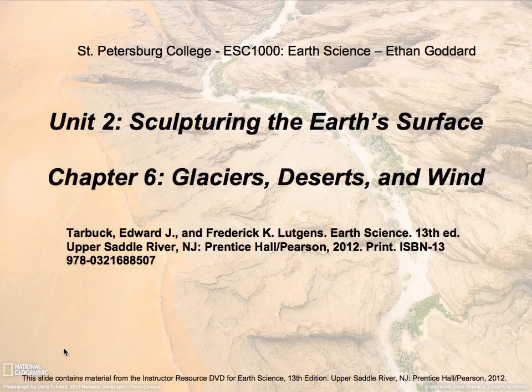Welcome to the third lecture in Unit 2, Sculpturing the Earth's Surface. This is the third lecture discussing the concept or the field of geomorphology, that is the shape of the Earth. Typically what geologists mean is the shape of the Earth's surface when they talk about geomorphology. This chapter will deal with the third important set of forces that impact and shape and control the form and structure of the Earth's surface, that is glaciers, deserts, and wind.